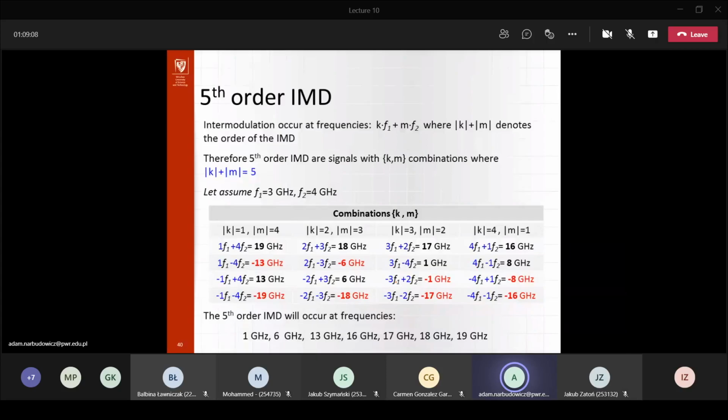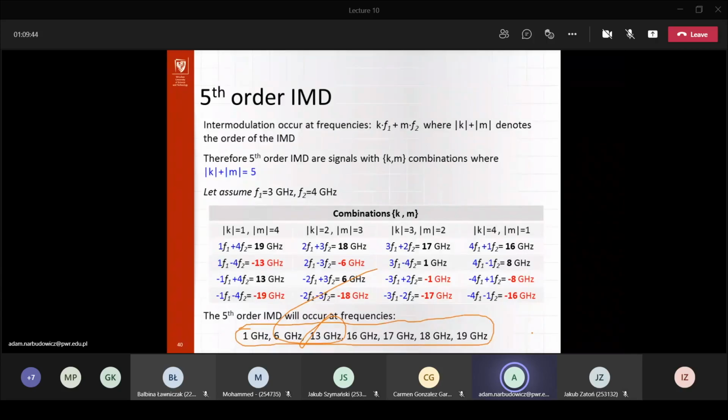The point here is that at the end, with the first order intermodulation products, using just two different frequencies, we generate quite a lot of new signals, new frequencies. So we get extra signal at 1, 6, 13, 16, 17, 18, and 19. So we got pretty much eight new components, which might interfere not only with our own system, but also with somebody else's system.